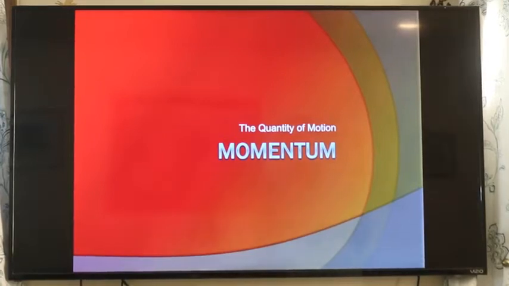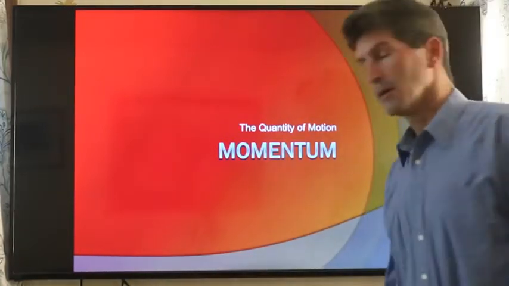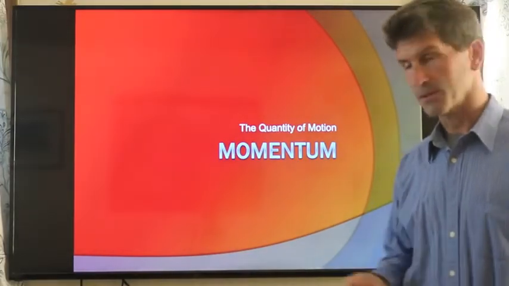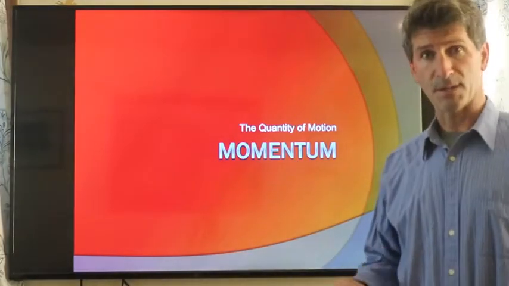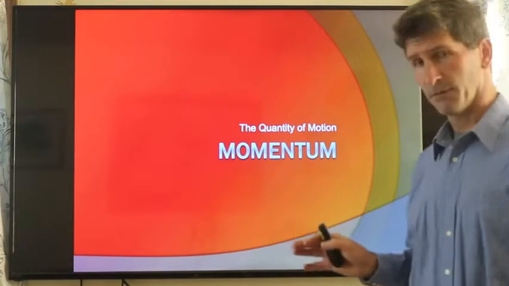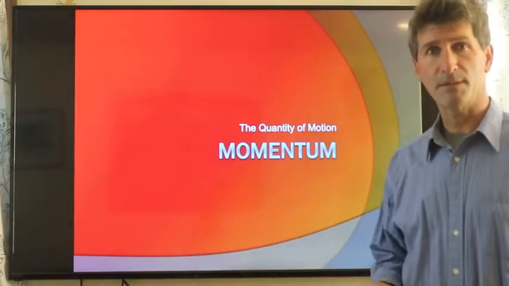Momentum. Momentum is another way of looking at motion. Before, we looked at force and saw how it applied to mass times acceleration. Now we're going to take a look at force and see how it affects the momentum.